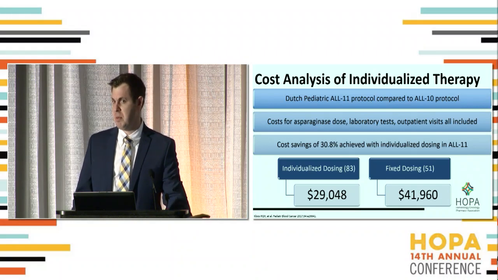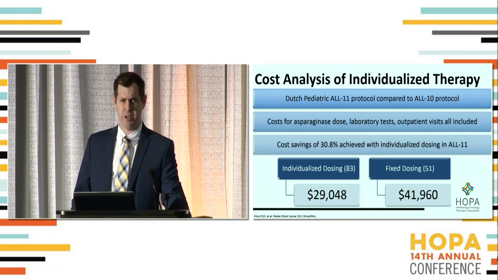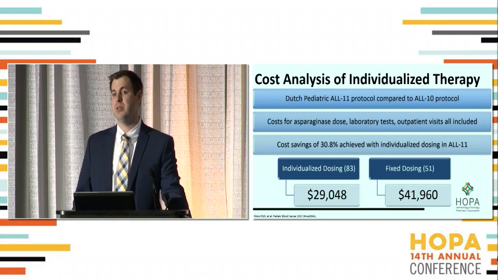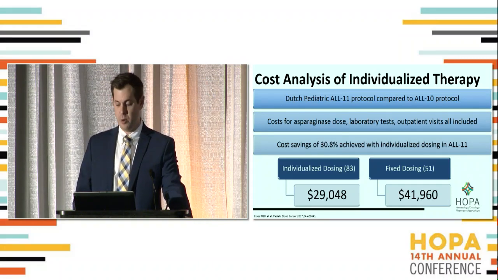These numbers, to me, were really lower than I would expect based on our costs, but based on my research, it appears that asparaginase is a good bit cheaper on the European side. They did also not account for waste, although once they accounted for wasted vials, you still saved about $7,000 in this study, looking at individualized dosing compared to fixed dosing.